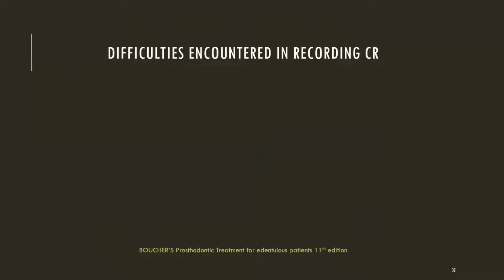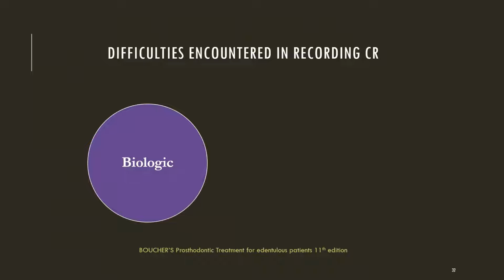Now, what are the difficulties encountered in recording centric relation? First is the biologic. It arises from the lack of coordination or synchronization of opposing muscles when the patient is asked to close in the retruded position. Secondly, it can also be caused by a habitual eccentric jaw position adapted by patients to accommodate existing maloccluding dentures. And thirdly, it can be caused by any neuromuscular diseases.